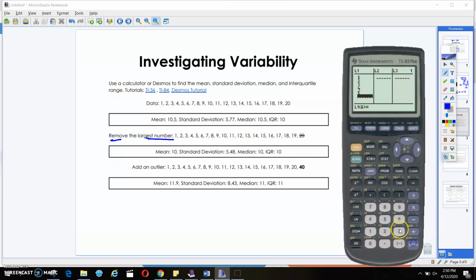Normally your data set doesn't just have consecutive numbers. Normally it jumps around, like averages or test scores and that kind of thing, so it doesn't always go in order. Make sure that you pay attention to your data set. But in this case, we go from numbers 1 to 20.